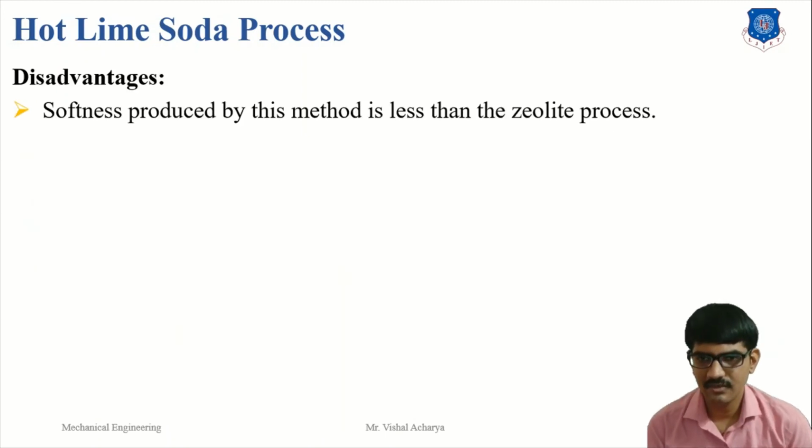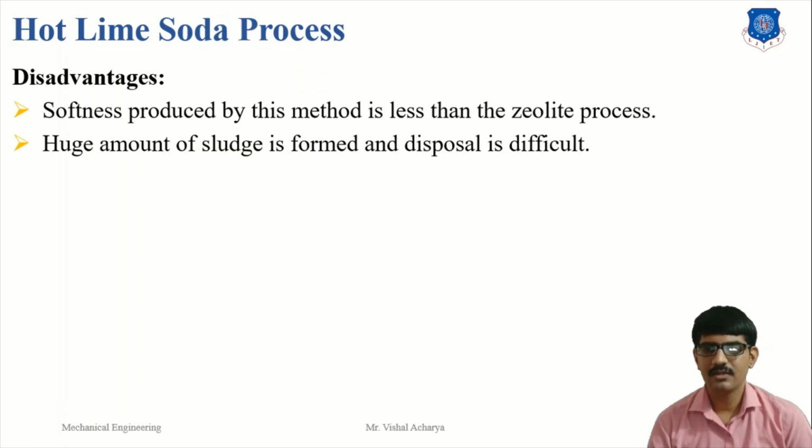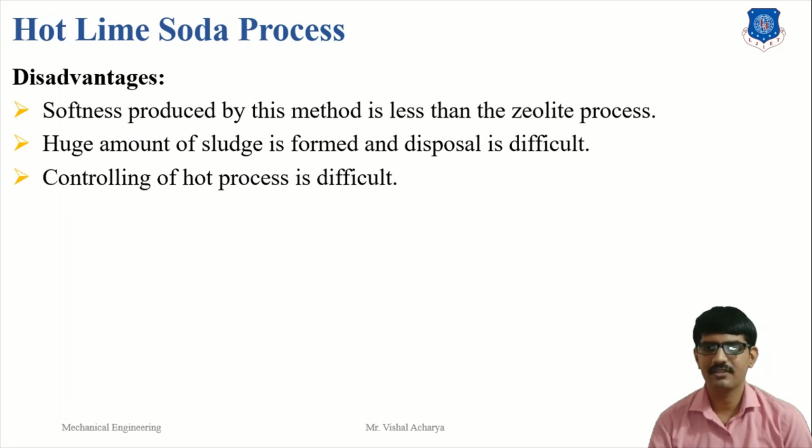The main disadvantages are also here. The softness produced by this method is less than the zeolite process in comparison. A huge amount of sludge is formed and its disposal is very difficult. Here we need to use more blowdown. Controlling the hot process is very difficult.